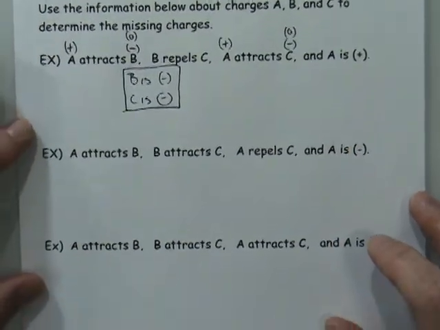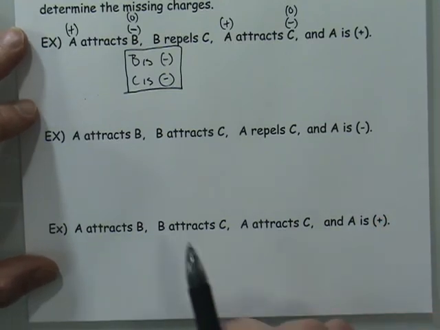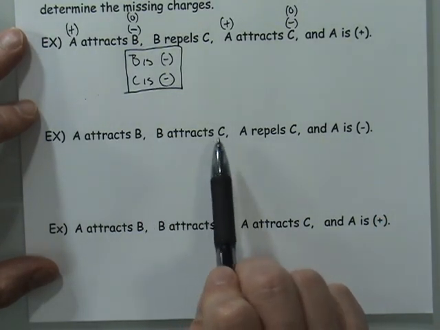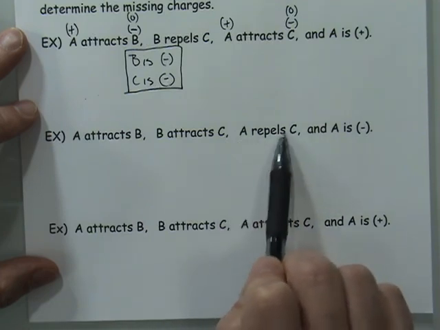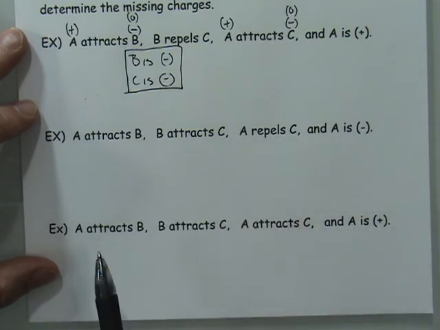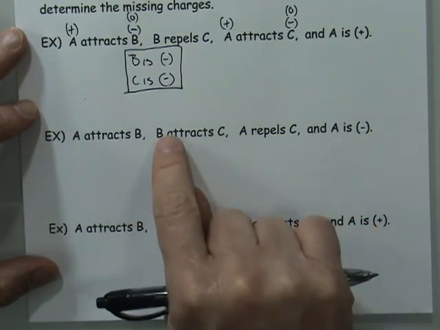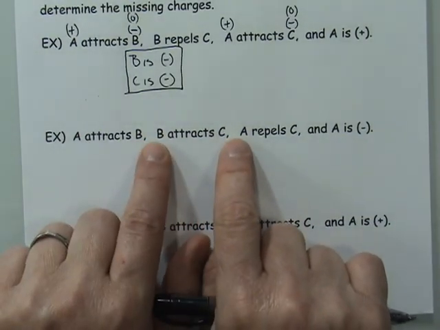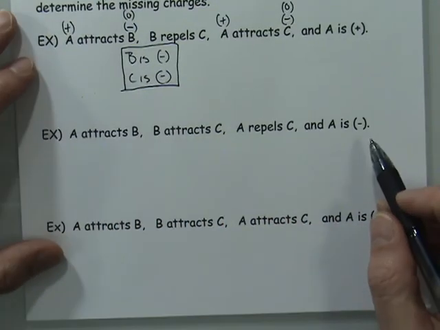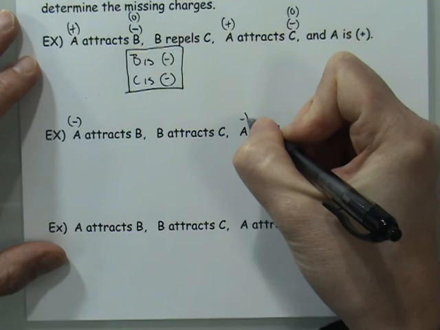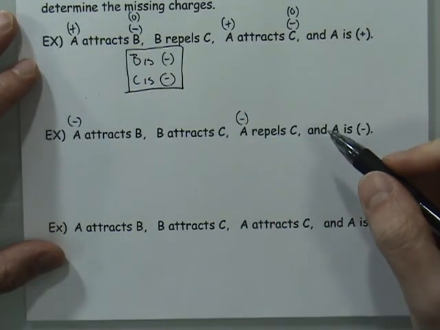So let's take a look at a little bit more challenging problem. In this one, A still is attracted to B, but this time B attracts C, and it's A and C who are going to repel each other. Just like we did before, I'm going to write the possible charges directly above the letters. That's why I left the little gaps, so that I could keep the letters separated from each other. So if A is negative, then let's start going through and working out some of the other charges.